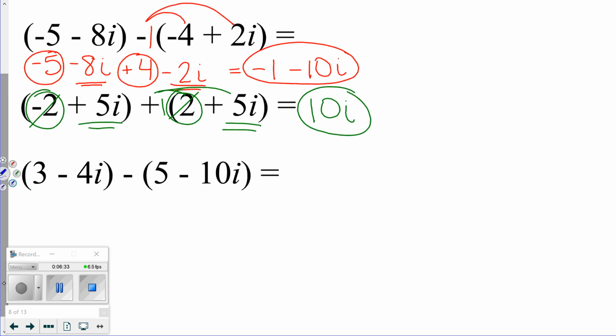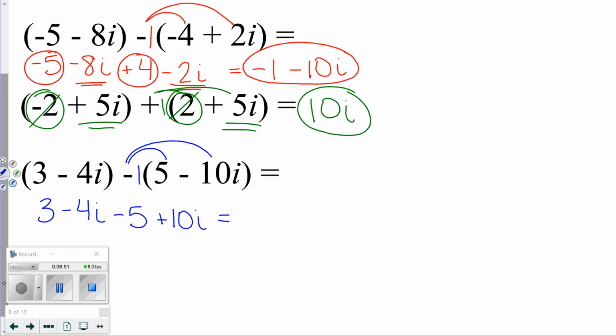Okay, and then the last one. Again, there's a negative in between, so I will need to distribute. So I have 3 minus 4i. -1 times 5 is -5. -1 and a -10i make a +10i.